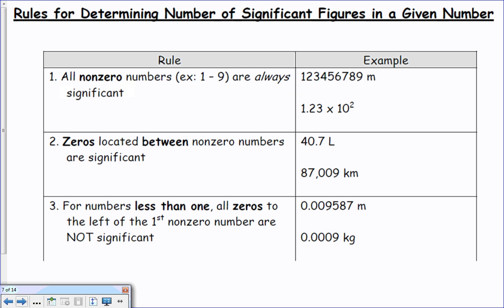Let's talk real quick about significant figures. Number 1, all non-zeros are always significant. These numbers are important, okay? Number 2, zeros located between non-zeros are significant. We call these sandwiched zeros.